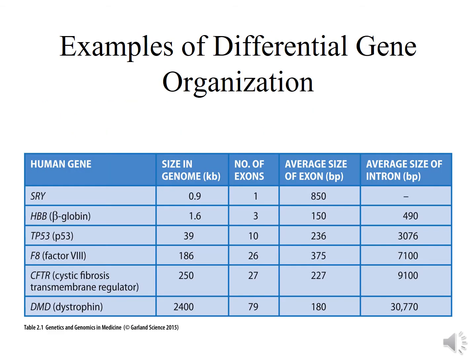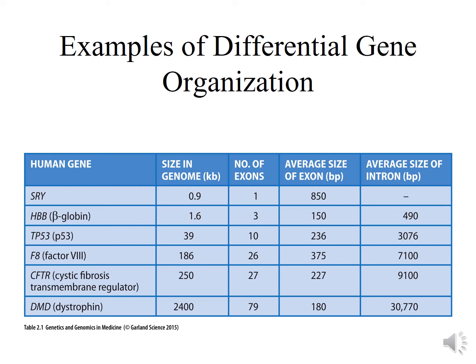The table shows examples of differential gene organization. In some cases, we see that a gene is comprised of a single exon and no introns, as in the case of the SRY gene, which is found on the male chromosome, the Y chromosome, and plays a role in sex determination. However, we have some genes that are made up of numerous exons.